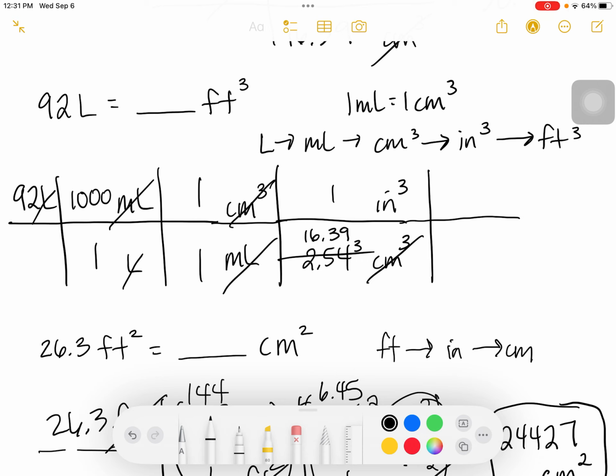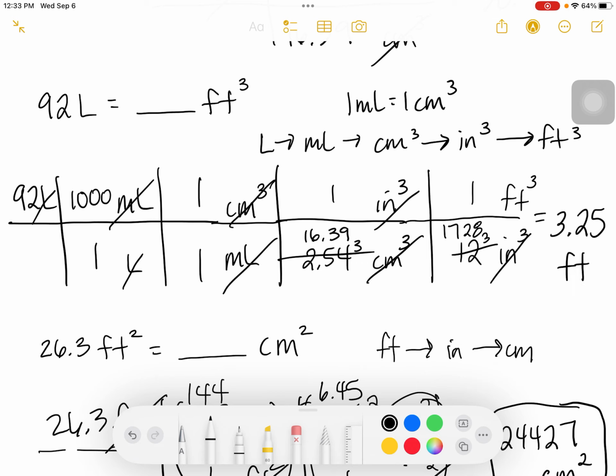And then this last step, inches to feet. 1 foot has 12 inches, but I need to cube all aspects of this. 1 cubed is 1. 12 cubed is 1728. My cubic inches cancel. Multiply straight across the top. Multiply straight across the bottom. And simplify that fraction by dividing. And if you do that correctly, you should get somewhere in the neighborhood of 3.25 cubic feet.